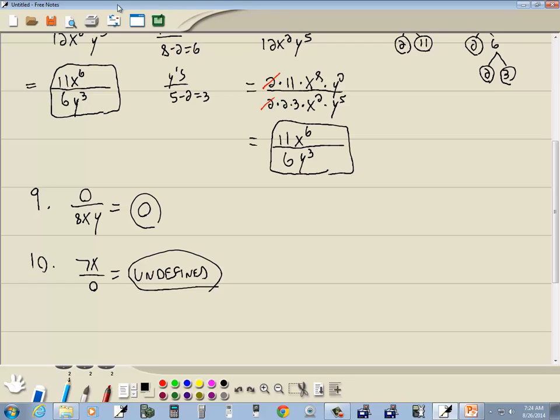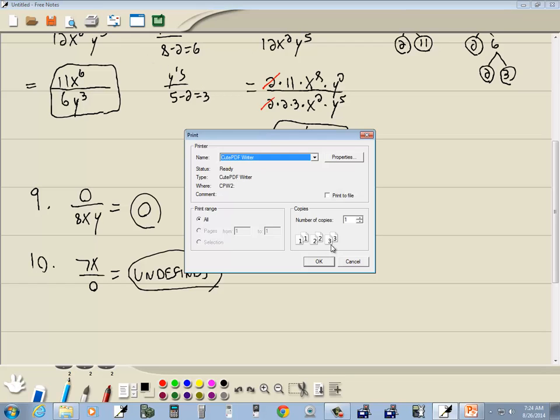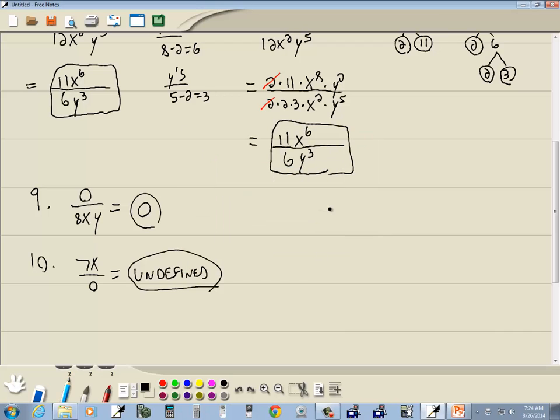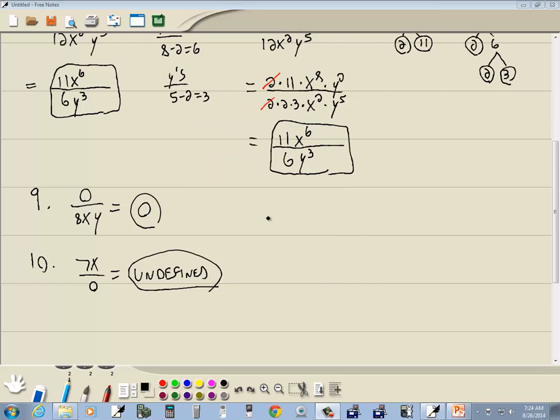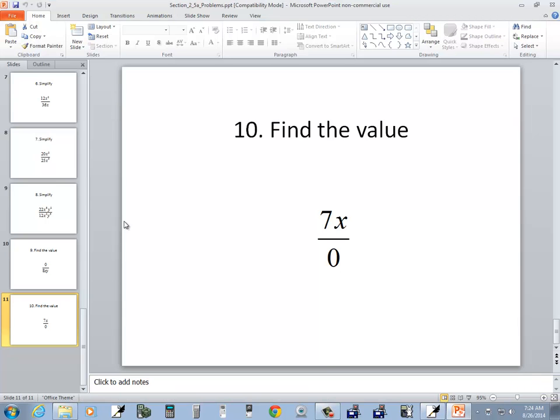And let me save this page. And I think that was our last problem. Let me take a look. Yeah, it was.